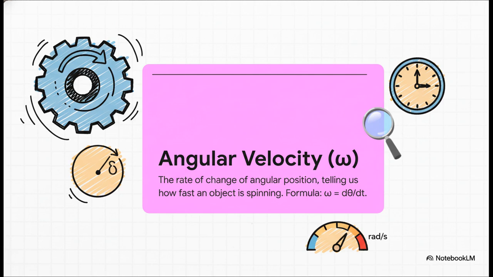Just like linear velocity v tells you how fast your position is changing, angular velocity tells you how fast your angle is changing. That little d theta dt you see in the formula? That's just the calculus way of saying the instantaneous rate of change. We measure it in radians per second.